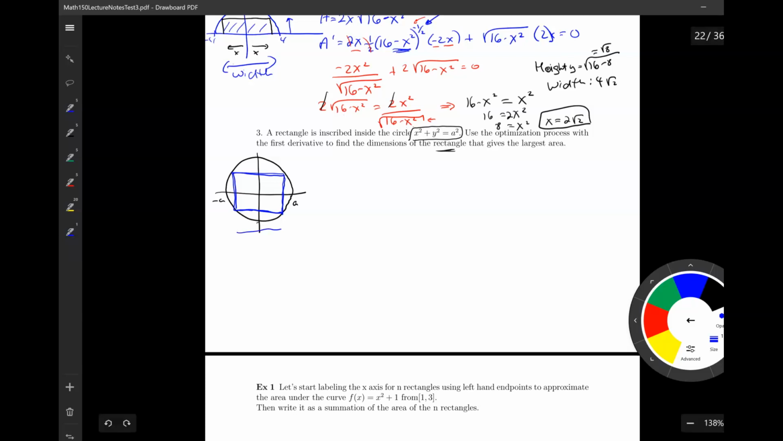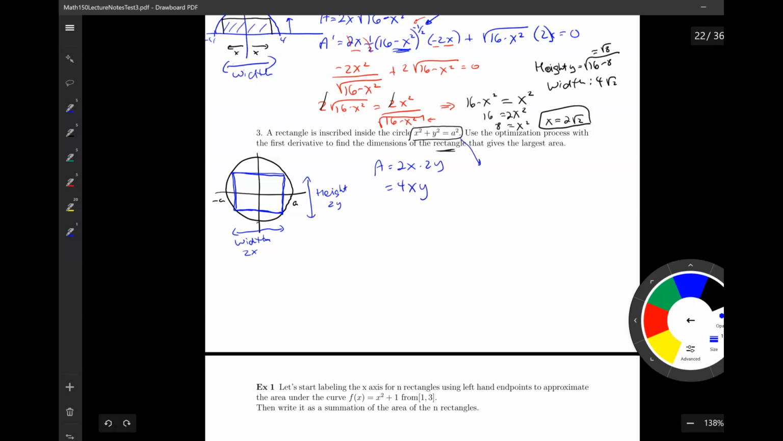So I want to find the width of the rectangle and the height of the rectangle. Okay, so the width we've been doing all along, this is going to be 2x. The height of the rectangle, let's use 2y. So the area of my rectangle will be 2x times 2y. So 4x, and then I have to find out what y is equal to.